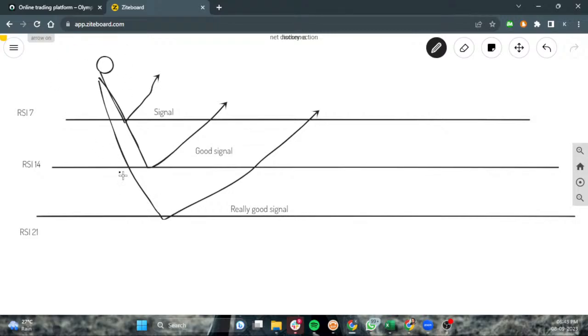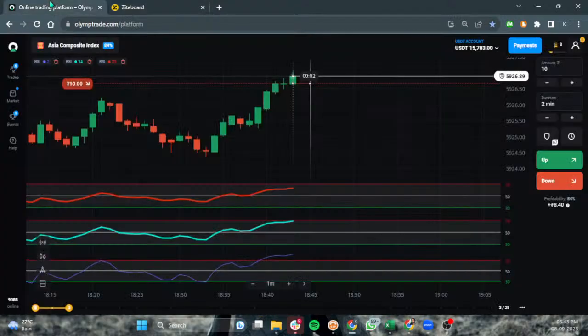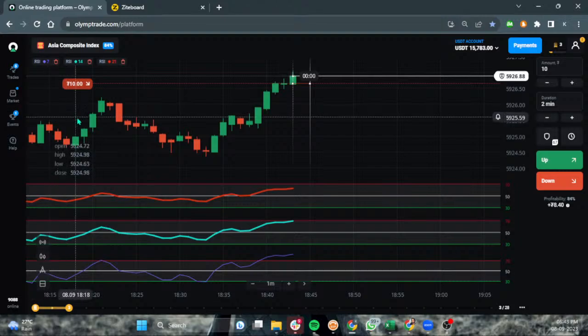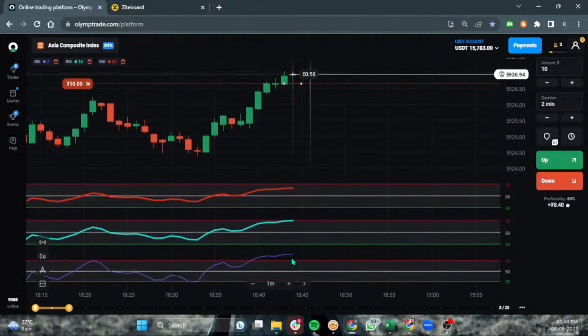So in case this diagram, which is not so beautiful, is clear to you, that's wonderful. In case it is not, nothing to worry about, because we will take trades to see how these things go for us. Okay. So right now, if you see, I didn't take a trade on a really good signal. I just took a trade on a signal.